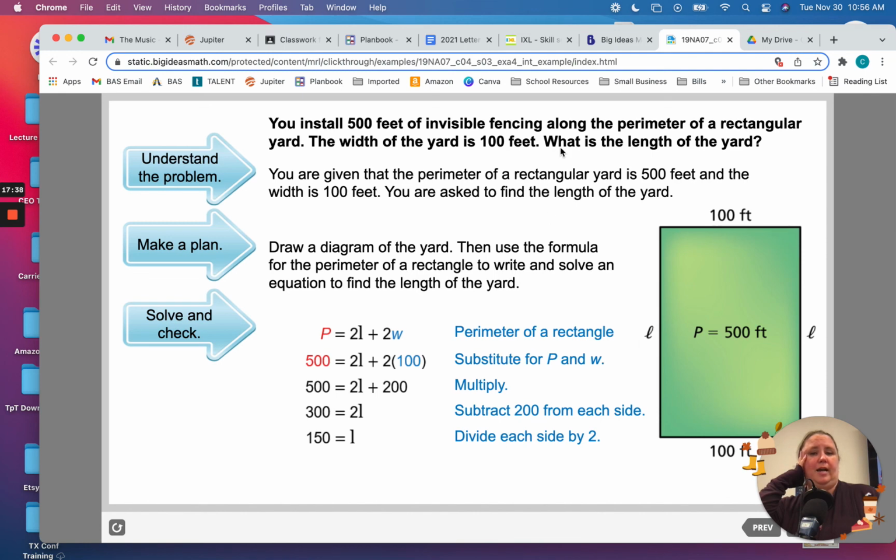Is that what they're asking? Yes. What is the length of the yard? So the length of the yard is 150 what? Feet. Okay, so all you had to do was draw your picture so you had a good idea of what this looked like, and then you need to know the formula for perimeter in order to be able to solve it. And then you just plug in what you did know to solve for what you didn't know. Comprende?